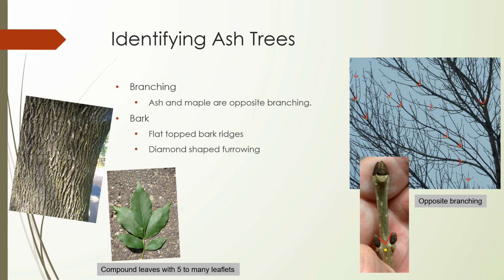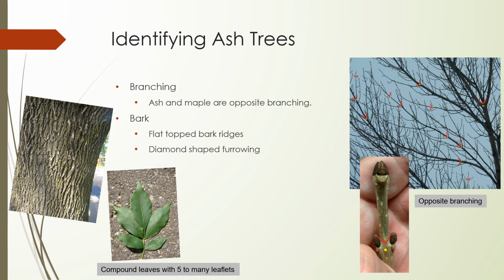One of the best indicators of ash is opposite branching, when the buds form across from one another. This type of branching is only found on ash and maple in the North Dakota landscape and is rarely seen on any other trees. The second important identifier is the bark, which generally has flat-topped ridges and a diamond-shaped furrowing. When you see opposite branching and these two bark characteristics, there's a good chance it's ash.